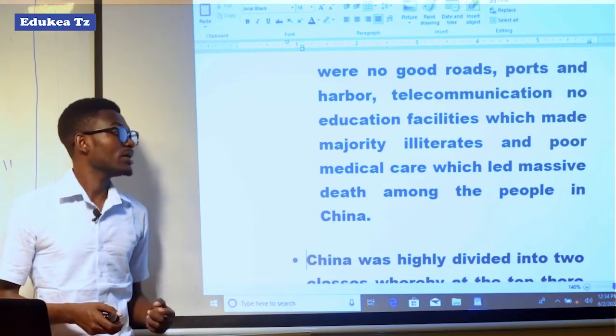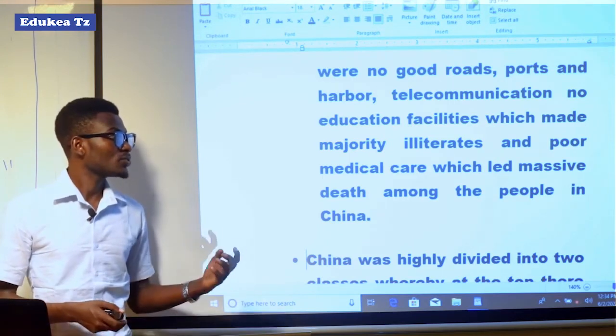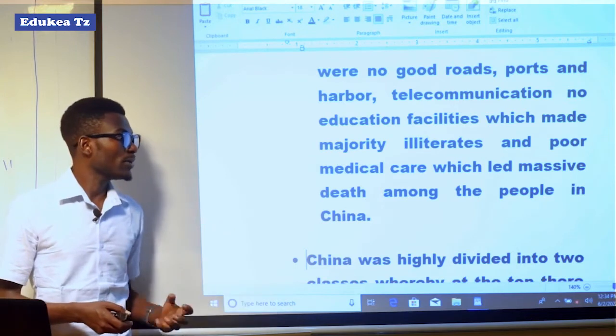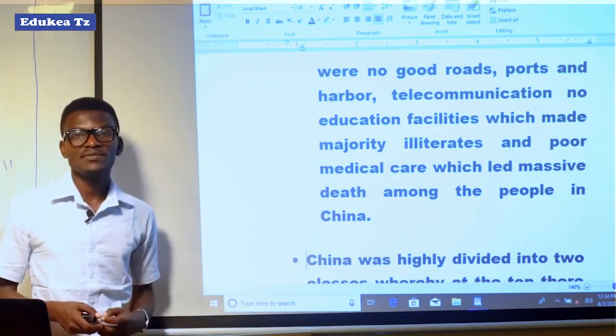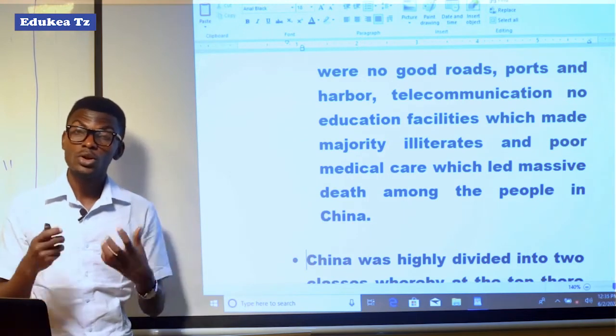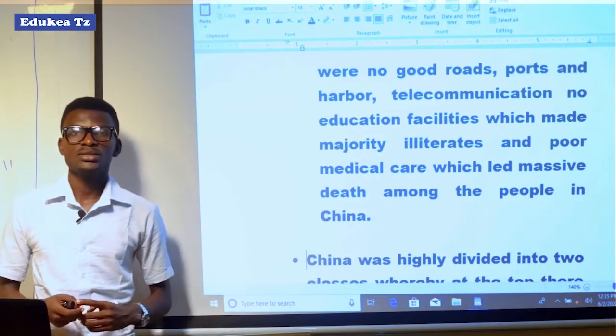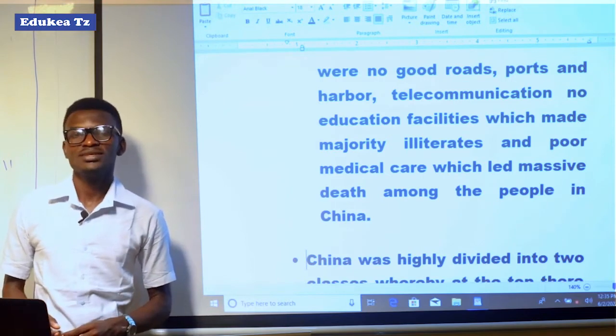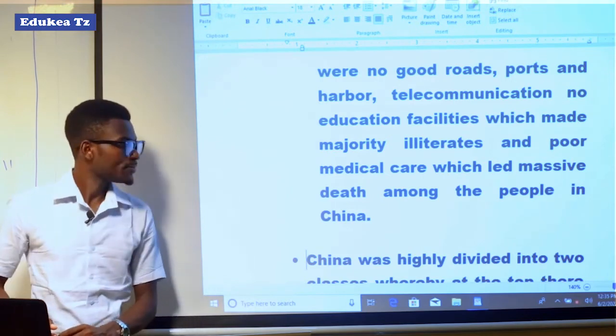And that situation made the majority of Chinese illiterate, and the poor medical care led to massive death among the people in China. And that was the common situation in China before the revolution in 1949.